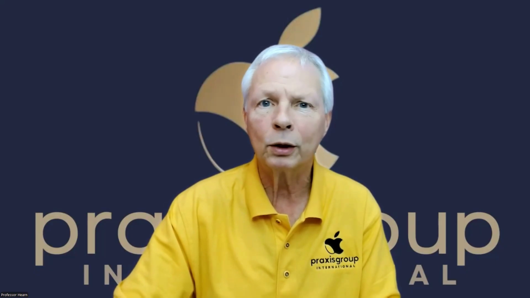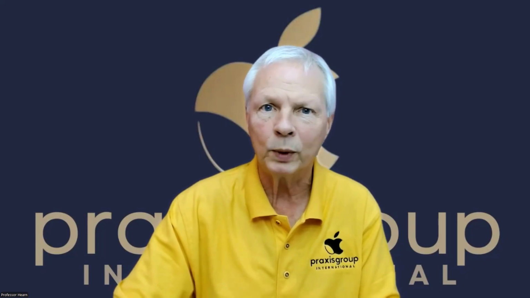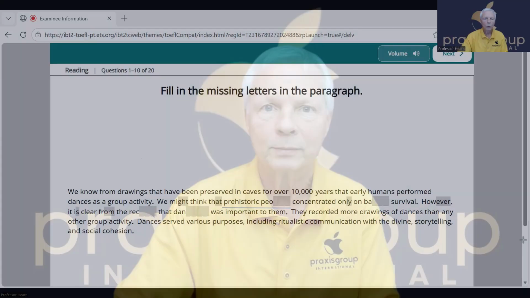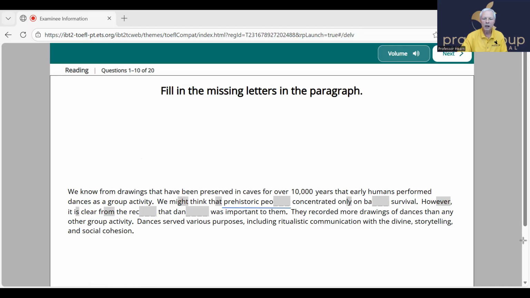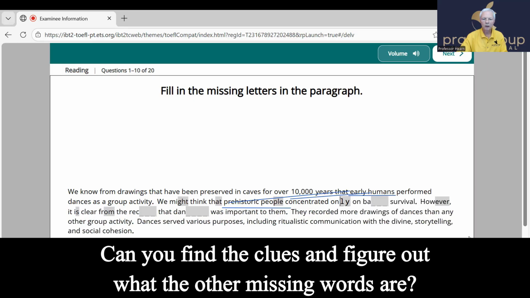Now let's find the clue in our passage so we can answer this question. What do we have in this passage that's related to prehistoric something? Can you find it? Early humans. Prehistoric and early go together. But what are humans? They are people. Early humans are prehistoric people. That wasn't so difficult, was it?